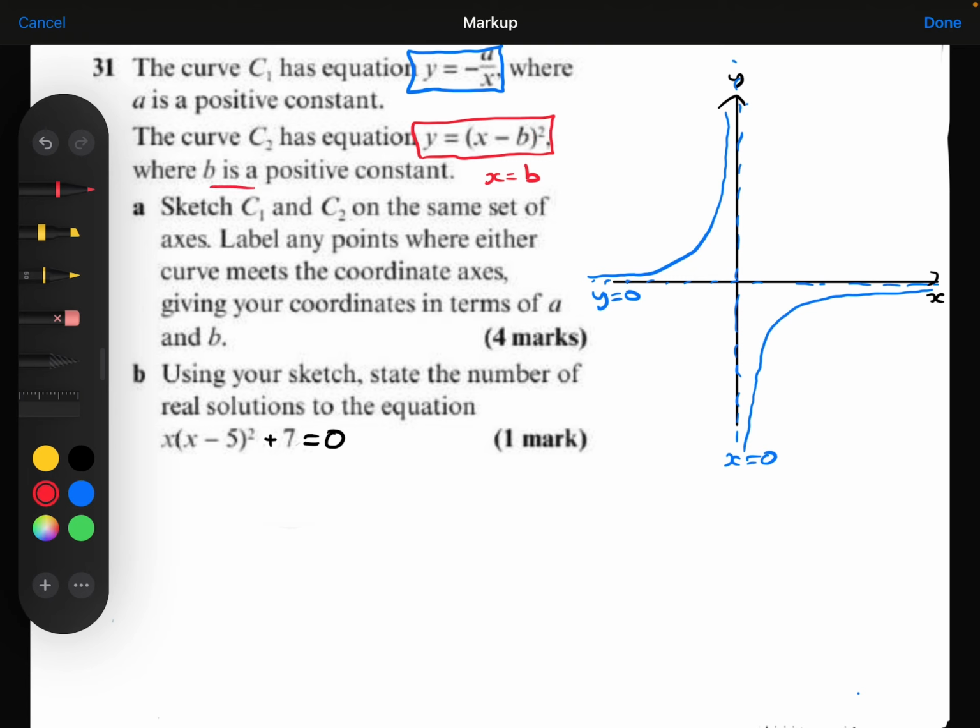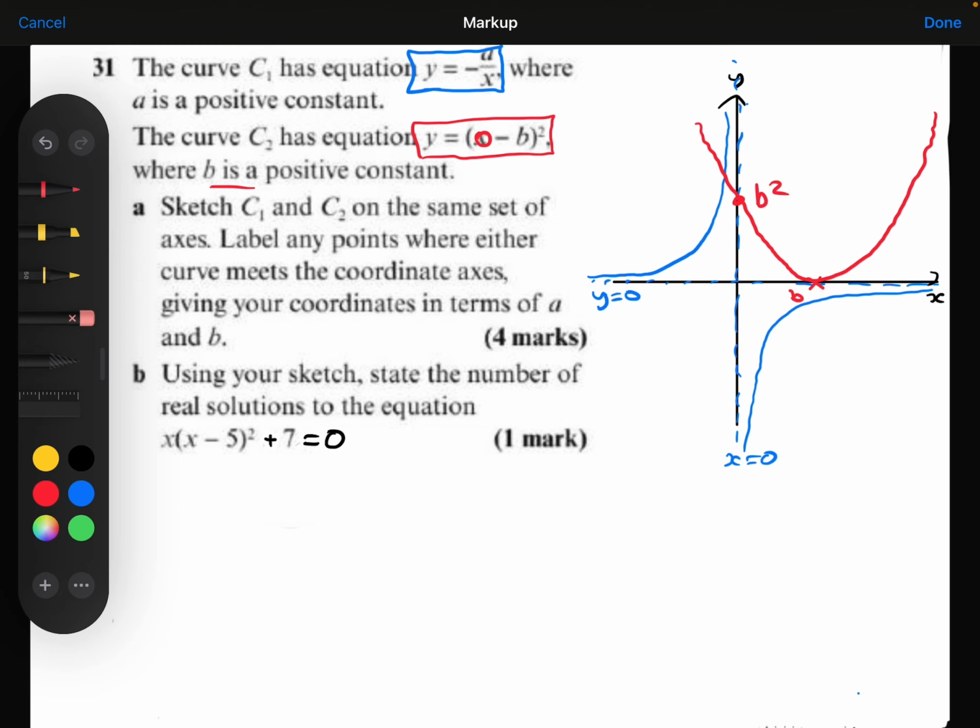So b is a positive constant, so on my graph I'm going to put b, I don't know, here maybe. As long as it's positive, it doesn't really matter. And the fact that it's a repeated root means it's going to just touch that point and then come back up again. The only other coordinate I need to mark on here is the intercept on the y-axis. That's going to be when x equals 0. So if I put 0 in here, I get y equals 0 minus b, so minus b squared, which is b squared.